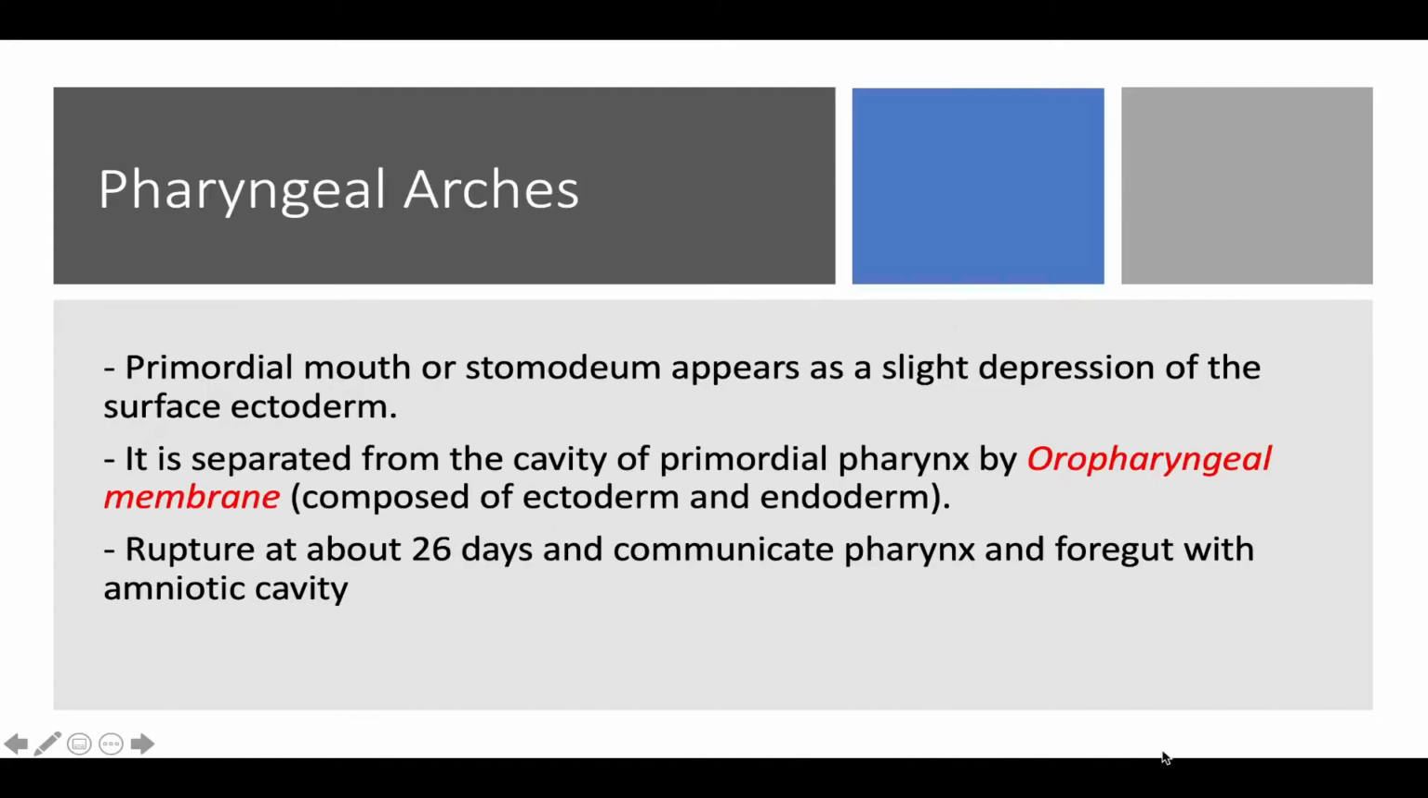foregut. The primordial mouth, or the stomodeum, appears as a slight depression on the surface ectoderm. This primordial mouth is separated from the primordial pharynx by a bilayered structure called the oropharyngeal membrane. It is bilayered, as I said, because it's composed of ectoderm and endoderm. This membrane ruptures at about 26 days and communicates the pharynx and the foregut with the amniotic cavity.